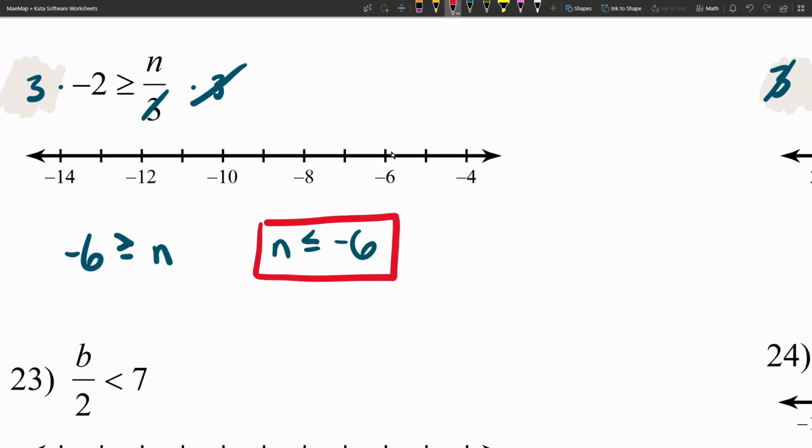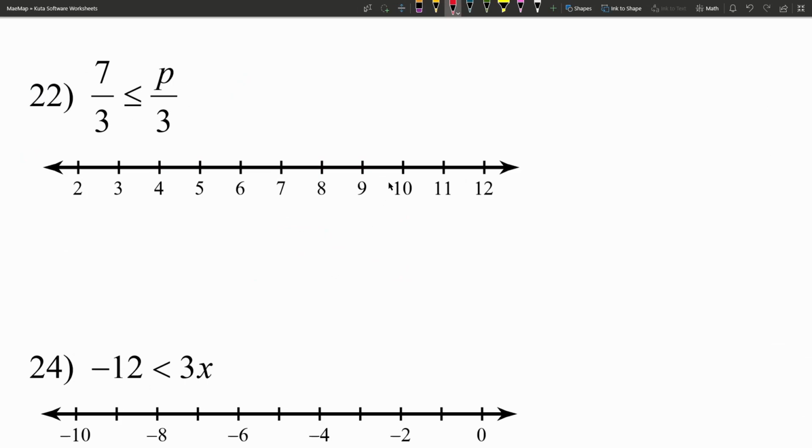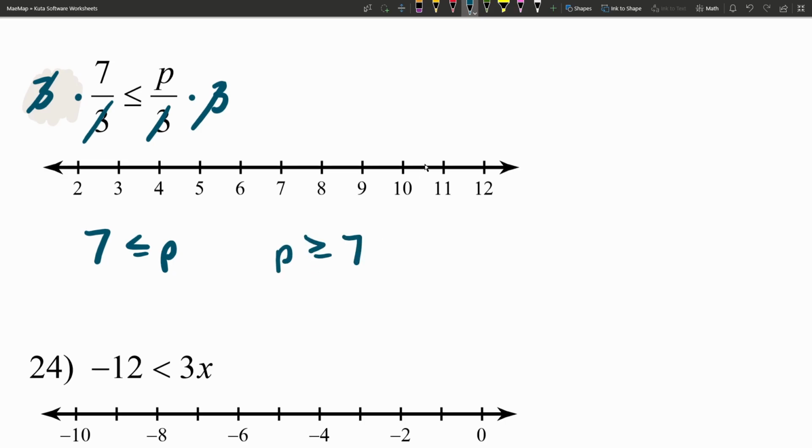So what we're going to do, circle negative 6, shade it in, and shade everything to the left. 22, we have 7/3 is less than or equal to p over 3. It's nice that we have a 3 in both our denominators because when we multiply by 3 on both sides, we'll cancel out each of them. So multiplying by 3 on the right and left-hand side will give us that 7 is less than or equal to p. I can rewrite this if I choose with my variable on that left-hand side of my inequality. So it's going to be p is greater than or equal to 7.